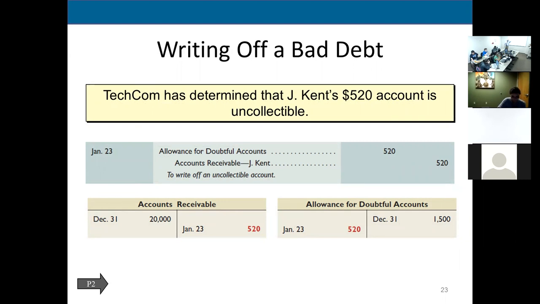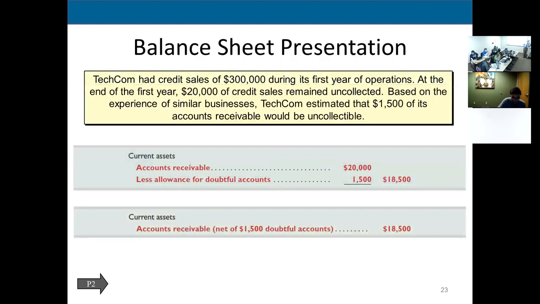Now, TechCom has determined that Jay Kent's $520 is uncollectible. Let's get back.